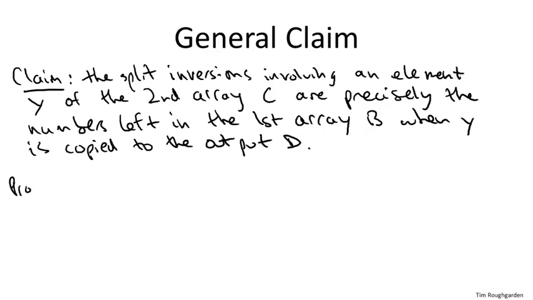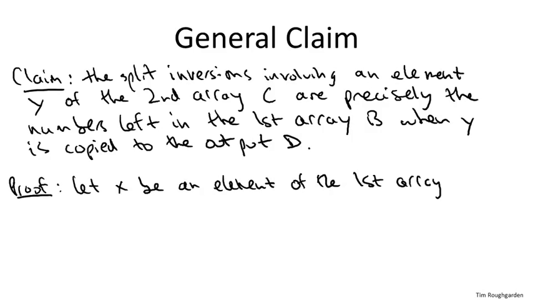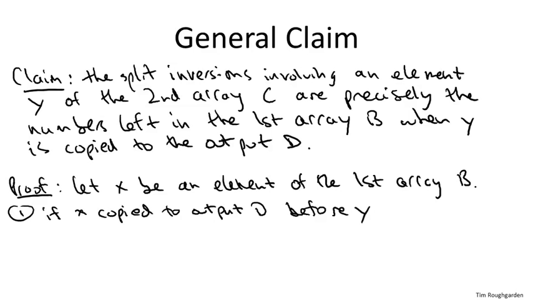Well, it's quite simple. Let's just zoom in and fixate on a particular element X that belongs to the first half of the array. And let's examine which Y's, which elements of the second half of the original input array, are involved in split inversions with X. There are 2 cases, depending on whether X is copied over into the output array D before or after Y. Now, if X is copied to the output before Y, then since the output is in sorted order, X has got to be less than Y, so there's not going to be any split inversion.